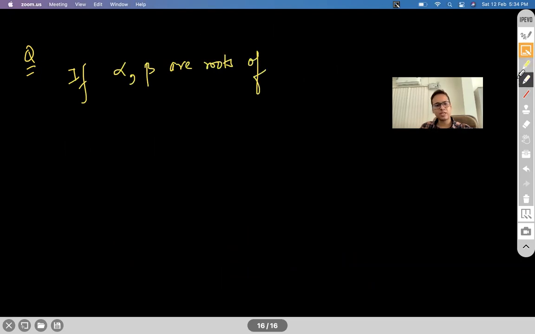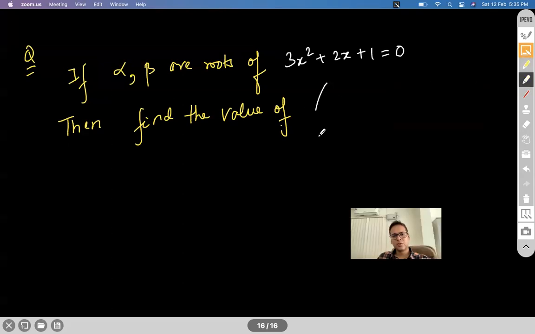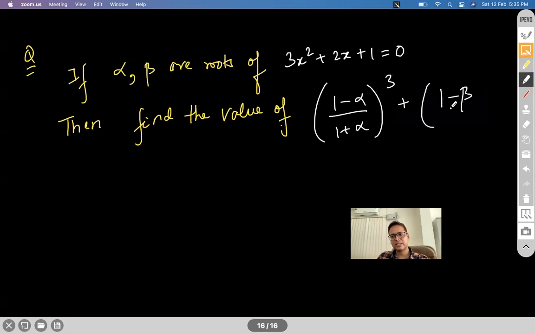If alpha and beta are roots of 3x square plus 2x plus 1 equal to 0, then find the value of (1 minus alpha) by (1 plus alpha) whole cube plus (1 minus beta) by (1 plus beta) whole cube. Give me a response in the chat box.